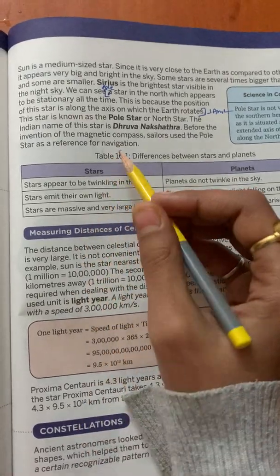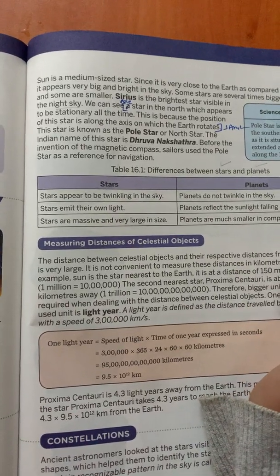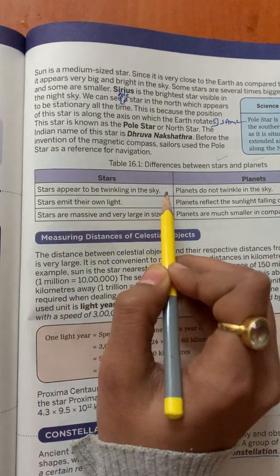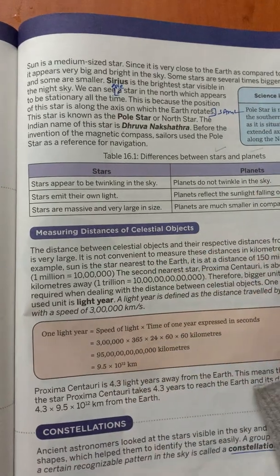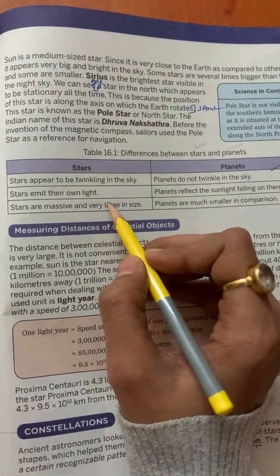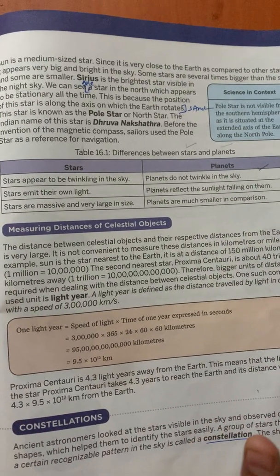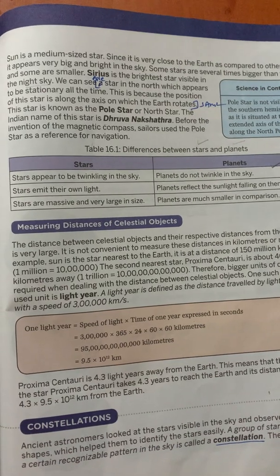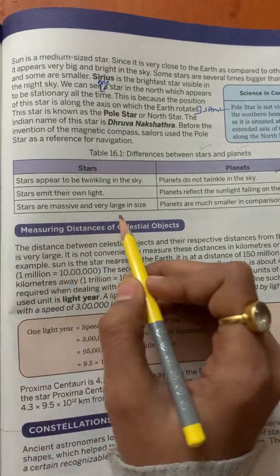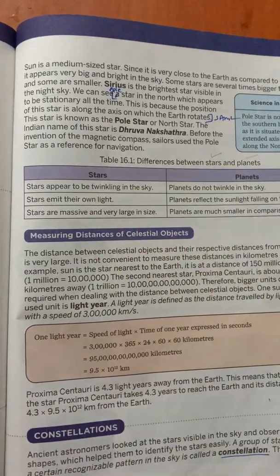There are many differences between stars and planets. Stars appear twinkling in the sky, but planets do not twinkle. Stars emit their own energy, while planets reflect the sunlight falling on them, which is why they are seen shining. Stars are massive and very large in size, while planets are much smaller in comparison. So these are the particular differences.